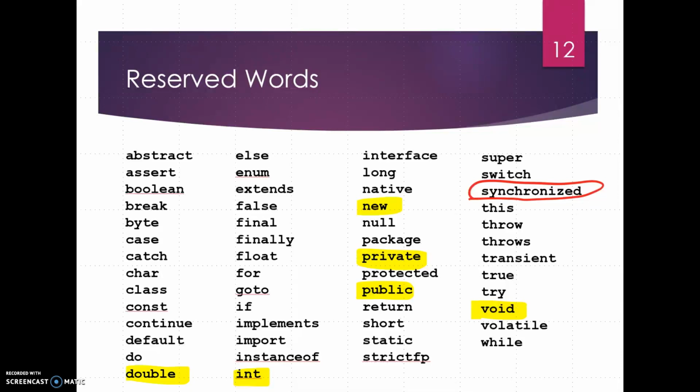If you are writing your code and all of a sudden a word changes colors, that's typically a sign that it is a reserved word.